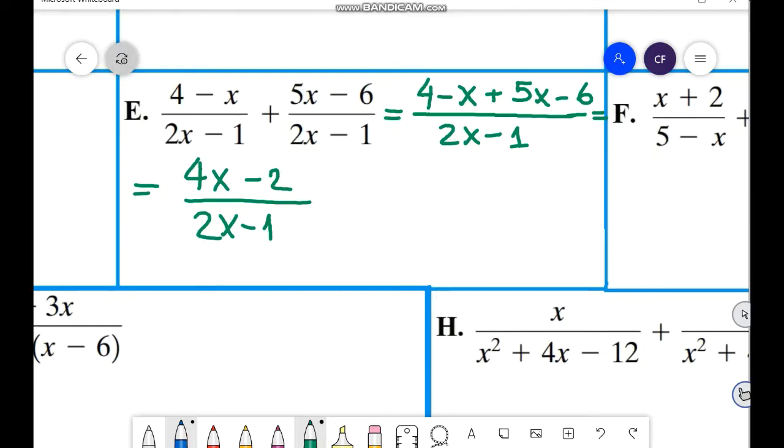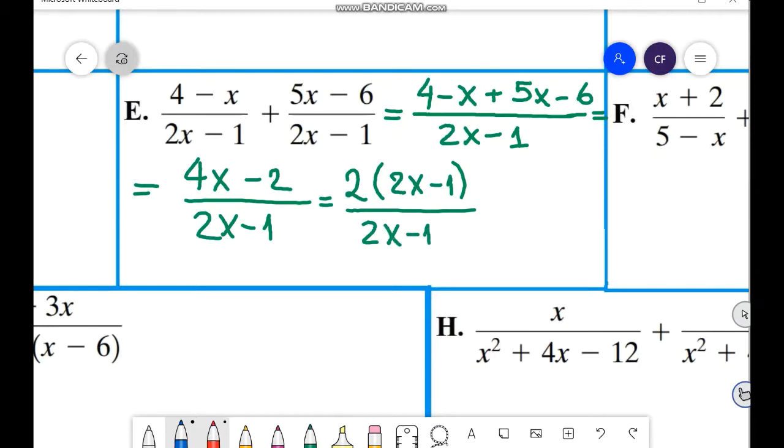can factor out anything. And on the numerator, we can factor out 2, and then we will have 2x minus 1. On the denominator, 2x minus 1, you cannot factor out, but we definitely can cancel, because we have common factors. And the final answer, the simplest answer, is 2. Okay? This is for E. Now check F.